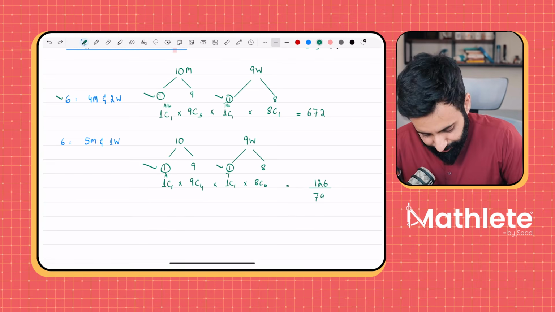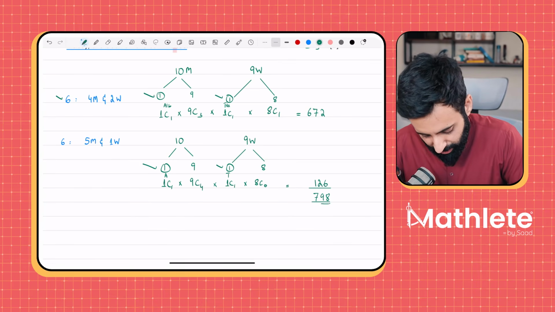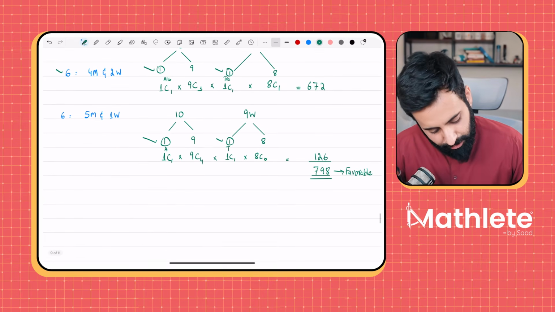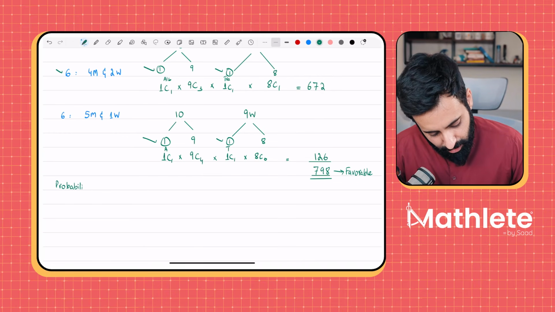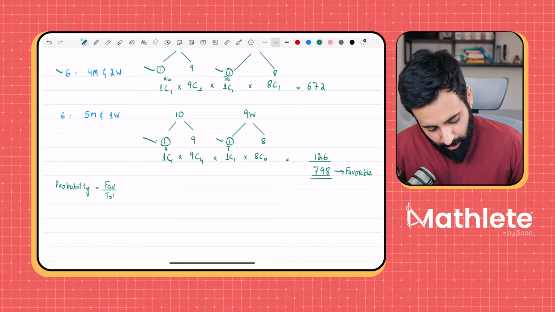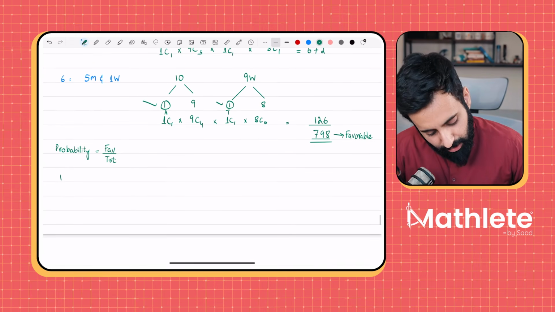Now, you're probably thinking this is the end of the question. Well, it's actually not. Why? Because what we have worked out, these 798, are the number of favorable outcomes. Now, why do we want favorable outcomes? Because as you know, all of probability revolves around one formula and one formula only, which is the number of favorable outcomes divided by the number of total outcomes. Now, the question is, what are the total outcomes? Well, let's focus on that now.